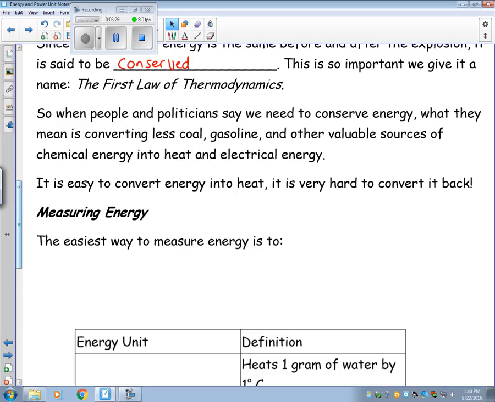So when people and politicians say we need to conserve energy, what they really mean is that we need to use less coal, less gasoline, and other valuable sources of chemical energy. Because really, all of the energy we have has always been there. Now, it is very, very easy to convert energy into heat. It is very, very hard to convert it back.